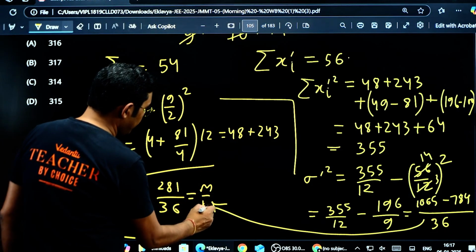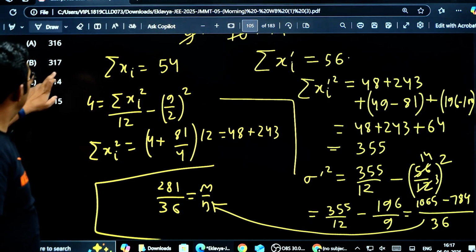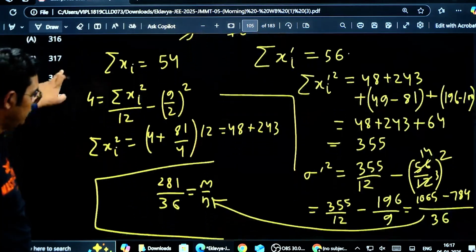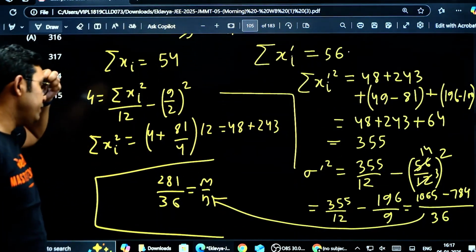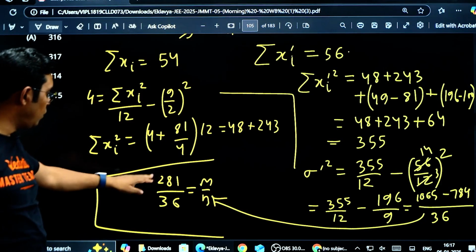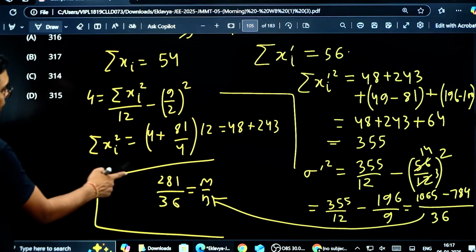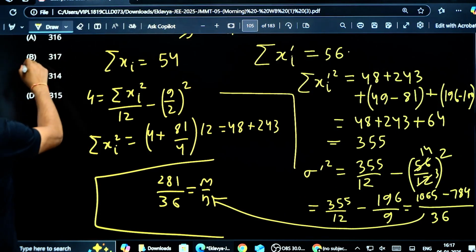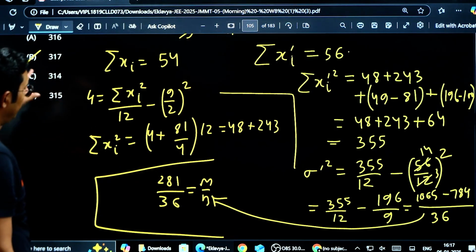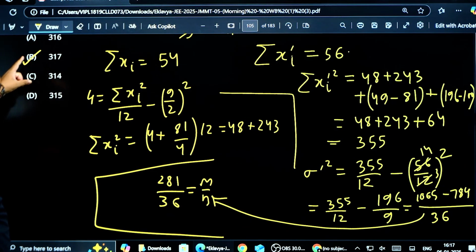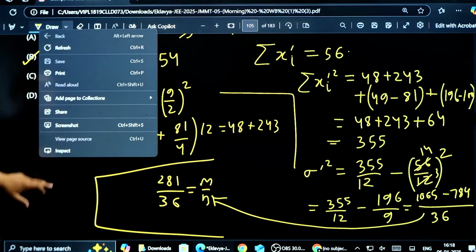I think they are coprime, because they are asking that M and N are coprime. 36 is a multiple of 3, 281 is not a multiple of 3, and it is odd while 36 is even, so they are coprime. So the sum of these will be 281 plus 36, which is 317, the answer of this question.